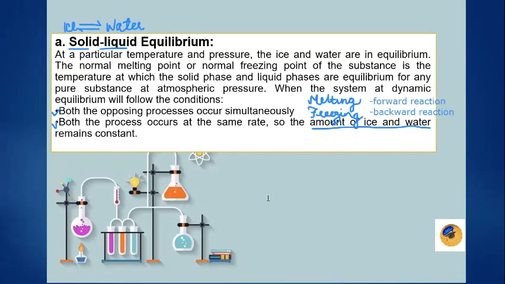When the system is at dynamic equilibrium, it will follow these conditions: both the opposing processes occur simultaneously. Both processes occur at the same rate, so the amount of ice and water remains constant.